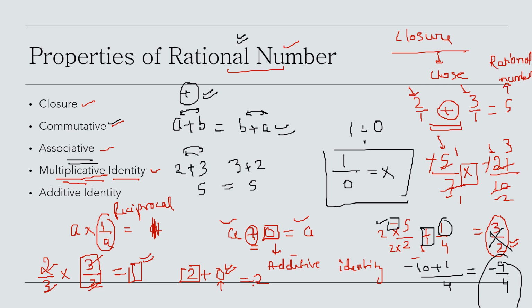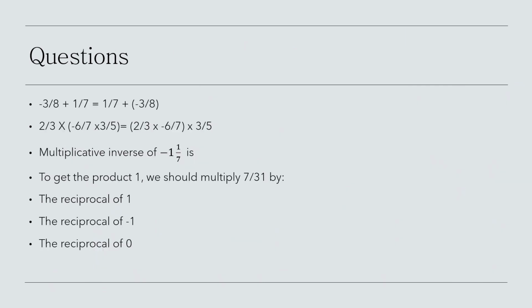Correct? Let's work on some of the questions based on these properties. Tell me, if the question is minus 3 by 8 plus 1 by 7 and it is equal to 1 by 7 plus minus 3 by 8, which property is it? Yes, it is the commutative property, because A plus B is equal to B plus A. You are changing the order with the addition operation. So this is commutative.